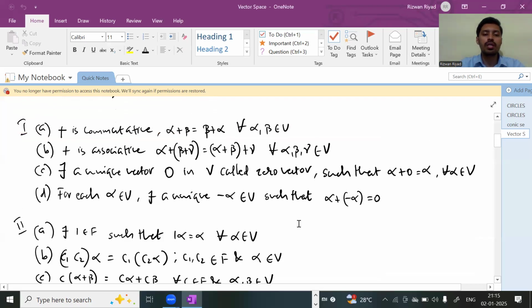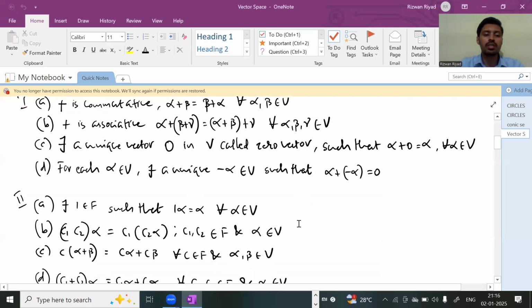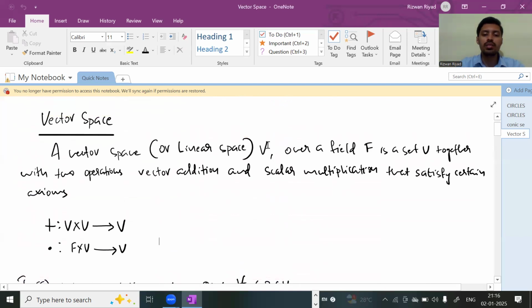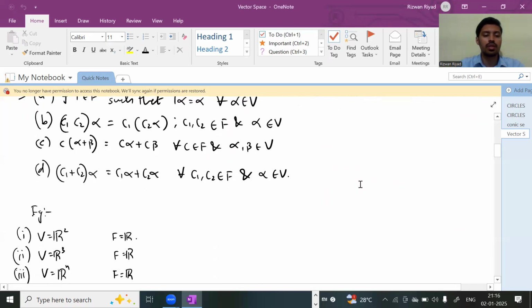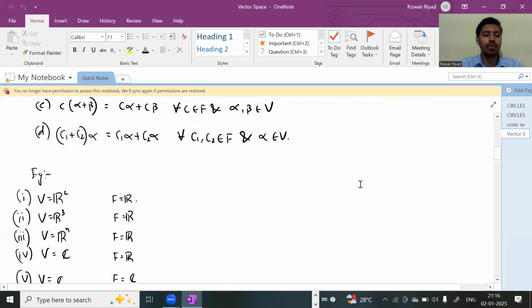Okay, if they are satisfying all these conditions, we can say that this V is a vector space over a field F. Okay, so this is simply a vector space. Let's see some examples for vector space.